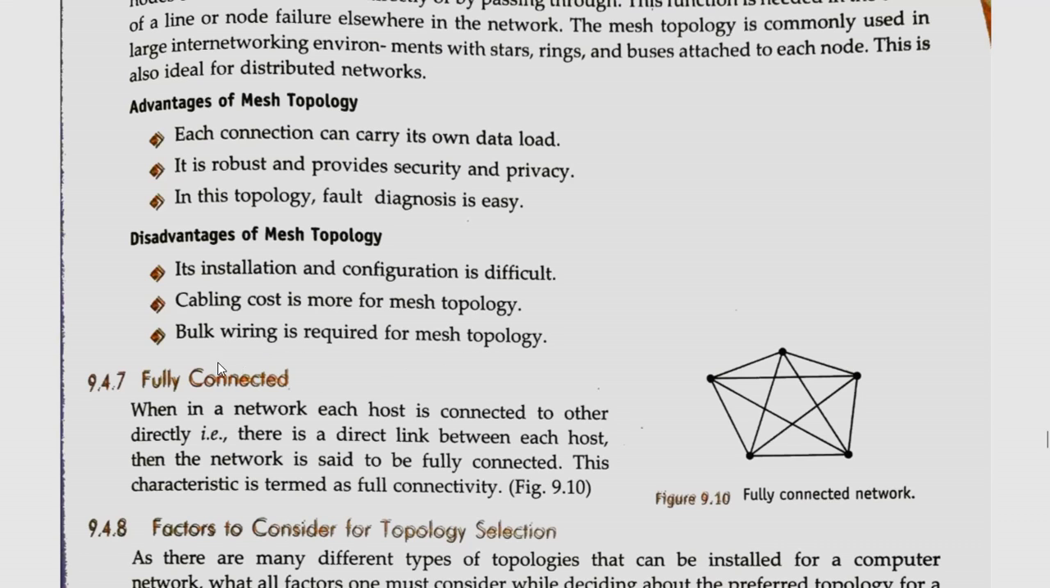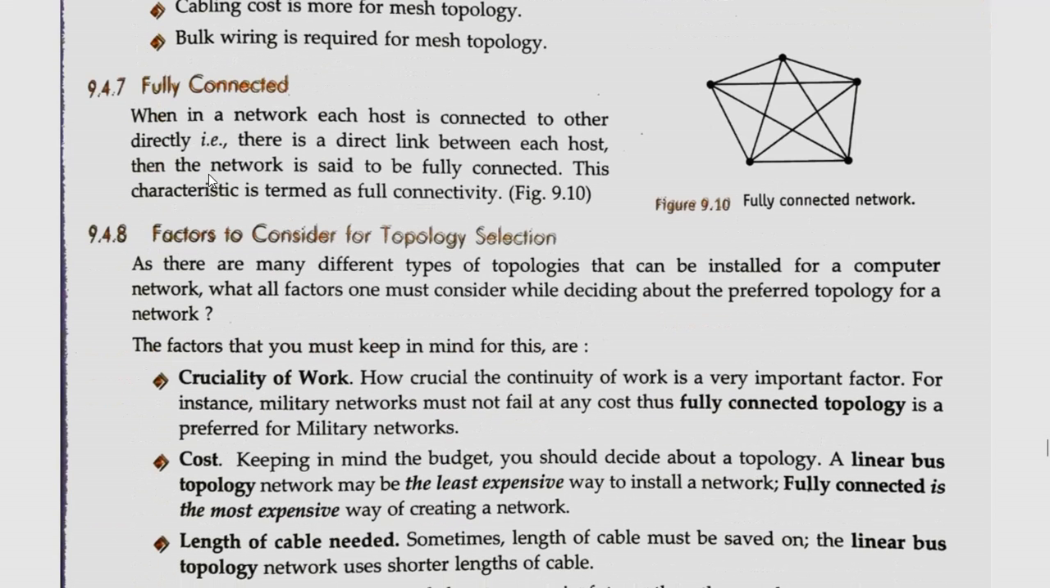Got it, everyone? Now the last one is the fully connected topology. You can understand it from the figure itself. In this network, each host is connected directly to the others. That means all the hosts are connected with each other, which creates a fully connected network. If there is a direct link between each host, then the network is said to be fully connected. This characteristic is termed full connectivity.